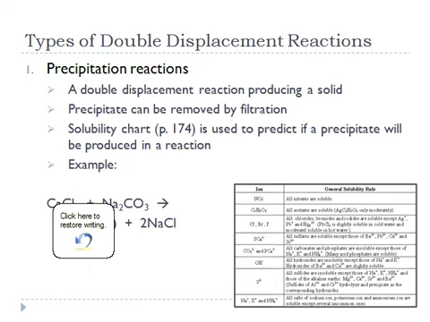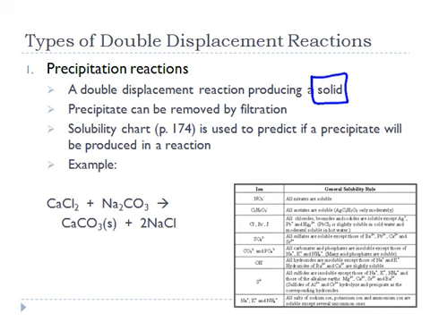There we go. So, types of double displacement reactions. There are three types you need to know about. The first is ones that produce a precipitation, and these are sort of the most common ones that we do in the labs in grade 11. So it's a double displacement reaction that produces a solid. And that solid is what's known as a precipitate. So the precipitate can be removed by filtration, which is what we're actually going to do in the lab.